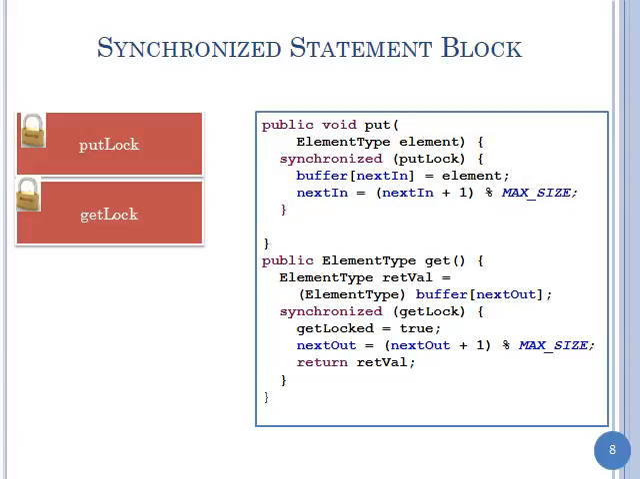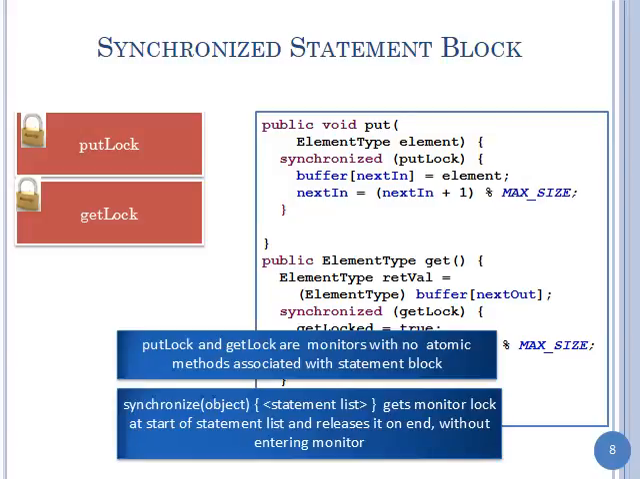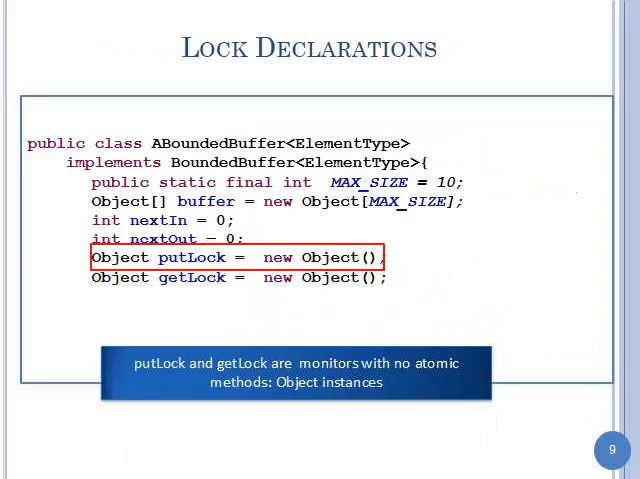Okay. So we know synchronized blocks, and we see that they serve a purpose. There are things you can do with synchronized blocks that you couldn't do with regular monitors, and maybe this is just really brilliant, because if it's useful, it's brilliant. So synchronized object statement list gets the monitor lock at the start of the statement list and releases it in the end without entering the monitor. You don't enter the monitor, but you get that lock. Okay, so the monitor is now overloaded. It's a monitor, it's a lock, it's a condition queue, it's everything.